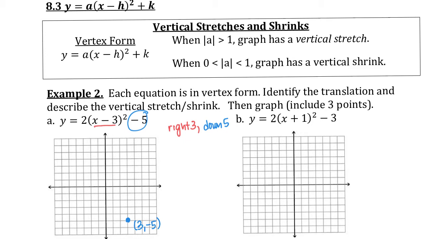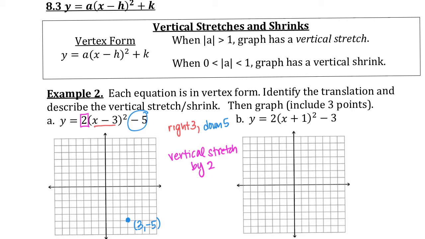Okay, now I'm going to check and see if there's a vertical stretch or shrink. So I look for the coefficient in front of the parentheses. Okay, this is a 2, so all the y values are going to be multiplied by 2. Because multiplying by 2 makes things bigger, this is a vertical stretch by 2. Okay, now I'm just going to have us graph one extra point.